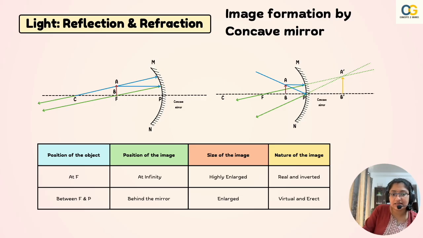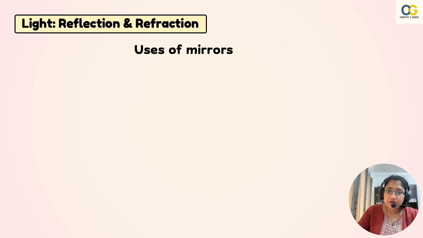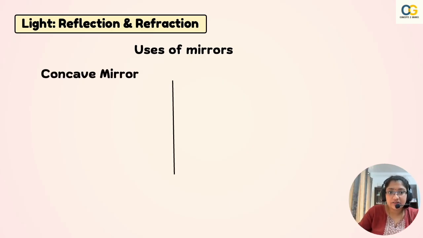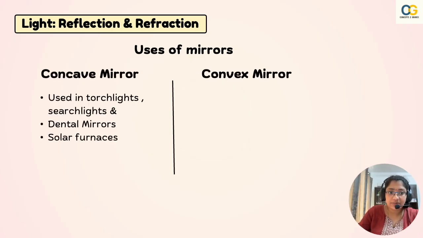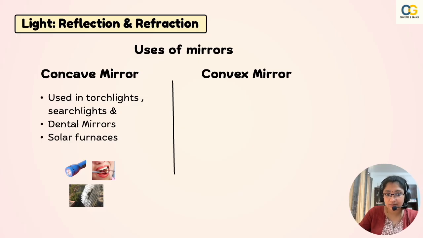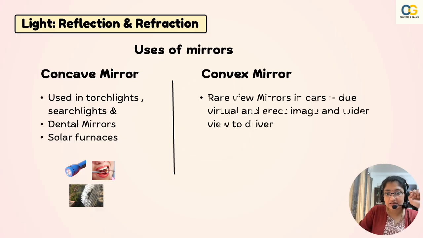You can always see that as you bring the object closer, the image goes farther away and it starts getting bigger and bigger. So coming to the uses of concave mirror and convex mirror, concave mirrors are used in torchlights and searchlights and dental mirrors which the doctor sees your teeth with to get highly enlarged images, and solar furnaces to focus the sunlight on a particular point. So in all these places concave mirrors are used because they generate enlarged images.